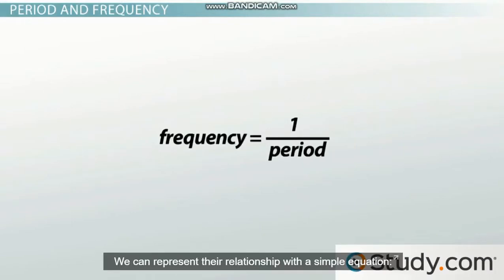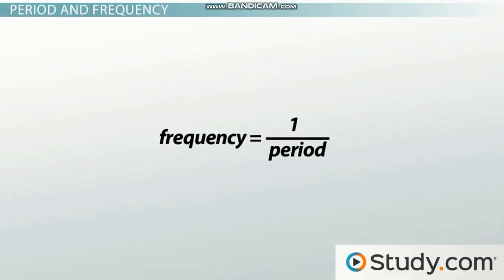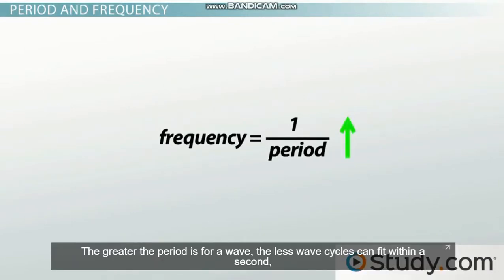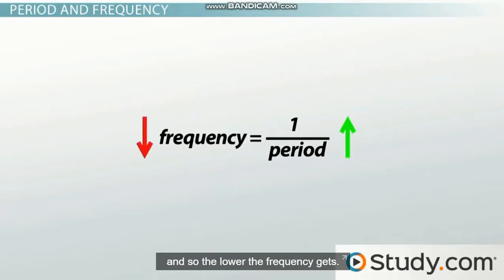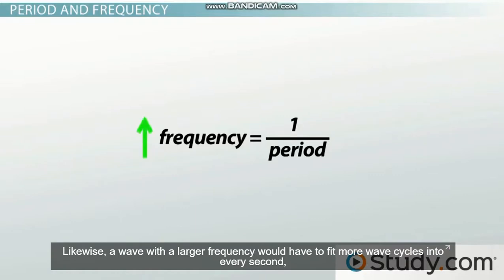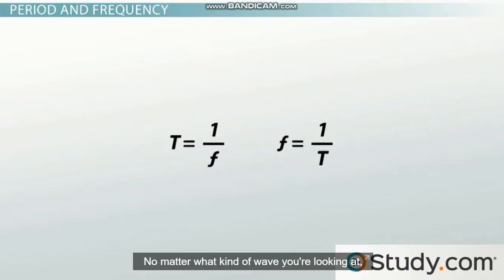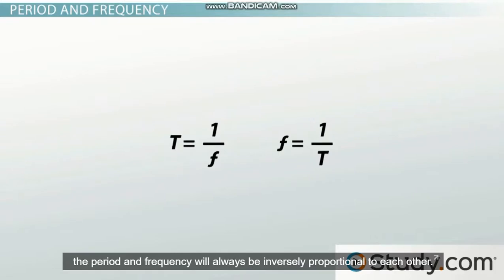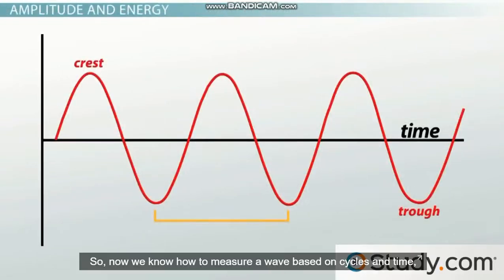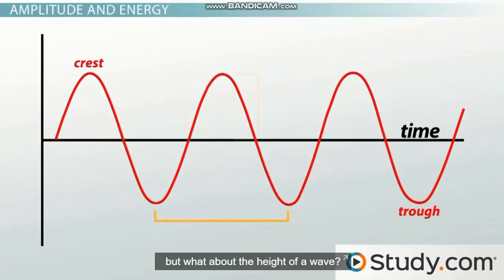We can represent their relationship with a simple equation. The greater the period is for a wave, the less wave cycles can fit within a second, and so the lower the frequency gets. Likewise, a wave with a larger frequency would have to fit more wave cycles into every second, meaning the period of each cycle would have to be smaller. No matter what kind of wave you're looking at, the period and frequency will always be inversely proportional to each other. So now we know how to measure a wave based on cycles and time. But what about the height of a wave?